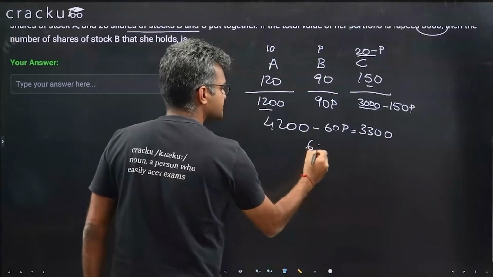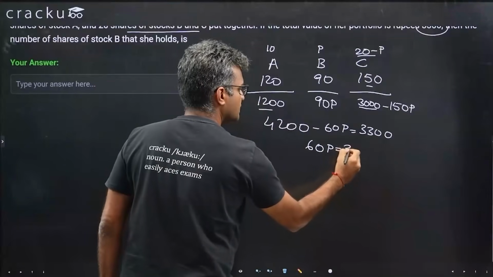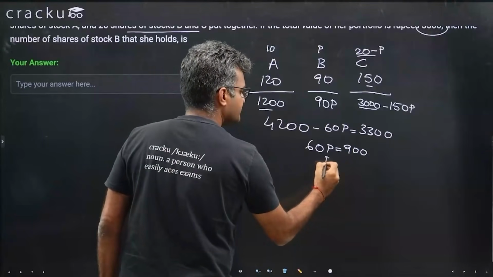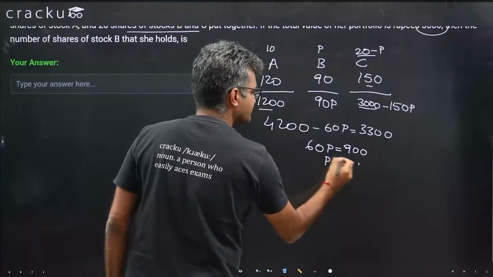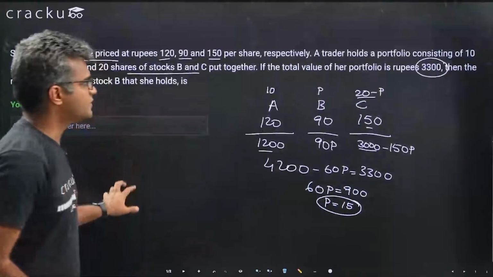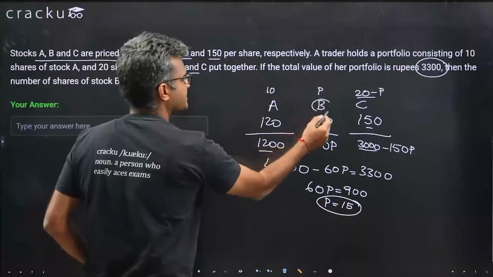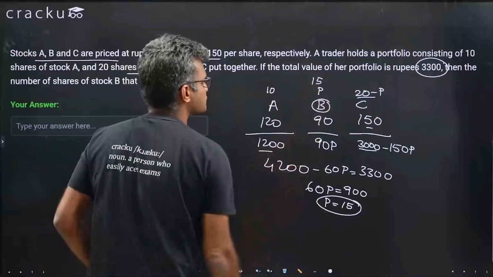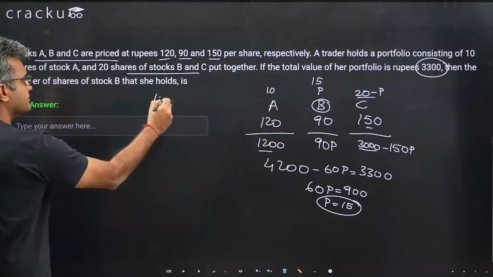Or the value of 60P is equal to 900, or the value of P is equal to 15. So the number of stocks of stock B that he holds is 15. So the answer for this question will be 15.